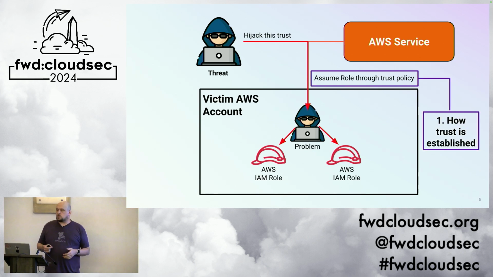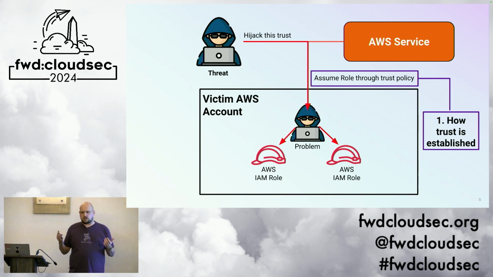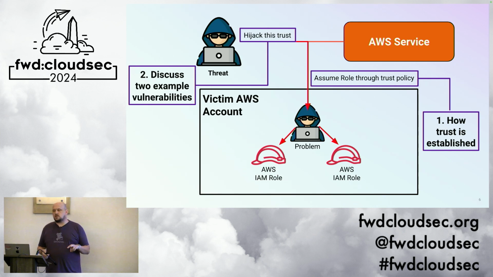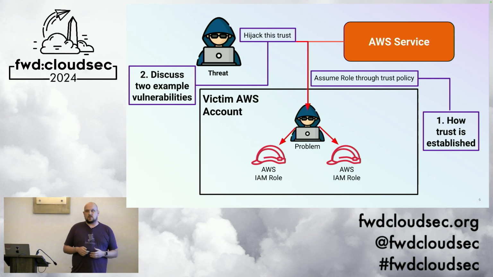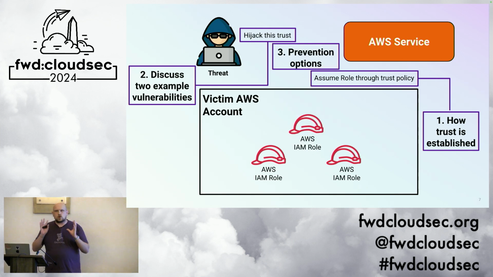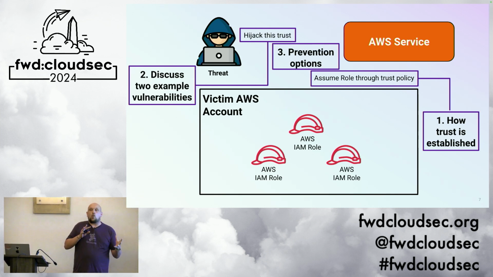So to go through this, we'll start with a quick level set on how trust is established in AWS, particularly with role trust policies. Then we'll take a look at those two vulnerabilities that I mentioned that allowed us to abuse that trust to gain access to a victim's AWS account. And finally, we'll talk prevention options. In the absolute worst case scenario, if an adversary has a cross-tenant zero-day in AWS and is targeting your organization, what options do you have to try and block that or mitigate it?